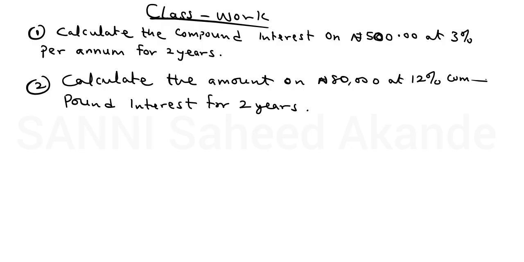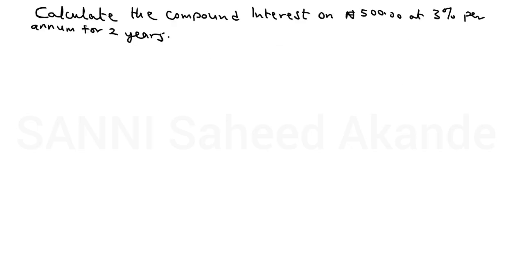So the question says calculate the compound interest on 500 naira at 3% per annum for 2 years. Solution. Okay, so we want to calculate the compound interest, and here we were given our P, the principal amount, to be equal to 500 naira. So the rate is given as 3% and the n is given as 2 years.